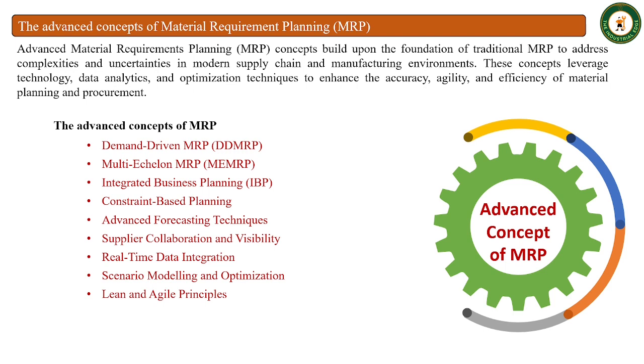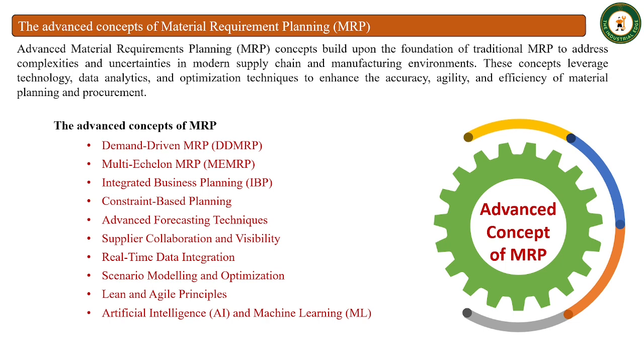Next advanced concept is lean and agile principle. Advanced MRP often incorporates lean and agile principles, focusing on reducing waste, improving flow, and enhancing responsiveness. By eliminating non-value added activities and optimizing production processes, organization can achieve better alignment between material procurement, production, and customer demand.